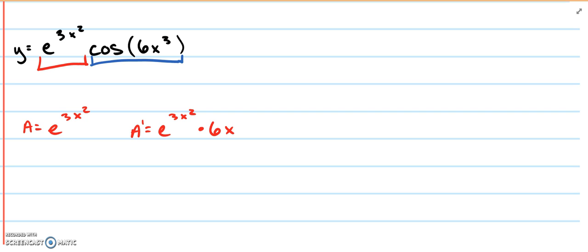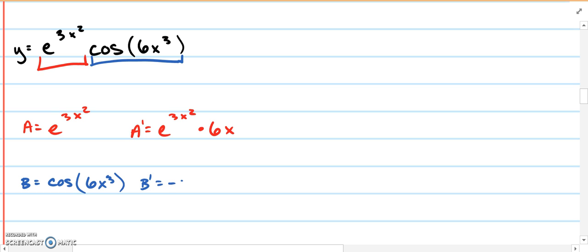Your B value is the cosine of 6x to the third. So B prime is going to be negative sine of 6x to the third times 18x squared. So that represents your chain rule. It's not good enough just to use the basic thing. You also have to include that extra piece.